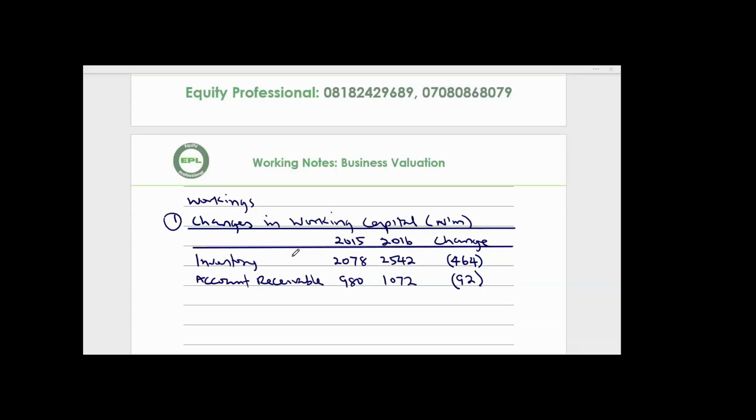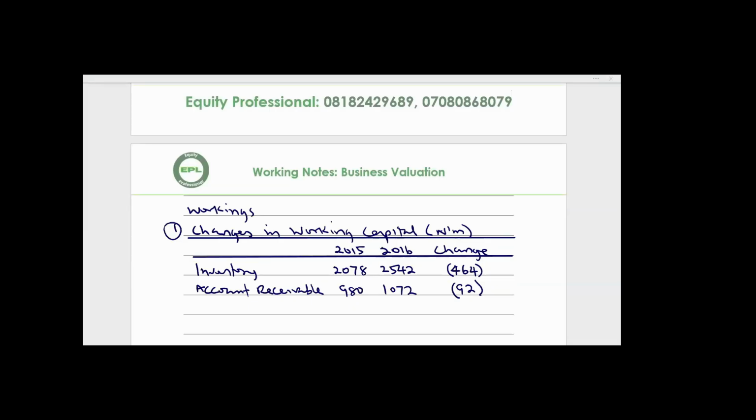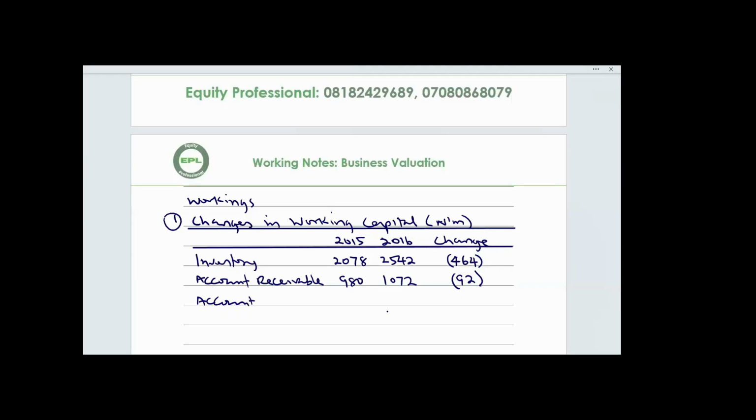Then we have accounts payable. In 2015, how much was accounts payable? 2792. Then in 2016, what do we have? 3084. So the company was owing 2792 in 2015. Now the company has borrowed more, is owing more. It has increased to 3084. So what's the difference? 292, and that's a plus. More cash has come in. So this is what we have there. Then we need to calculate the total. I need the total for the change. I'm less concerned about each year, so just give me the total for the change.